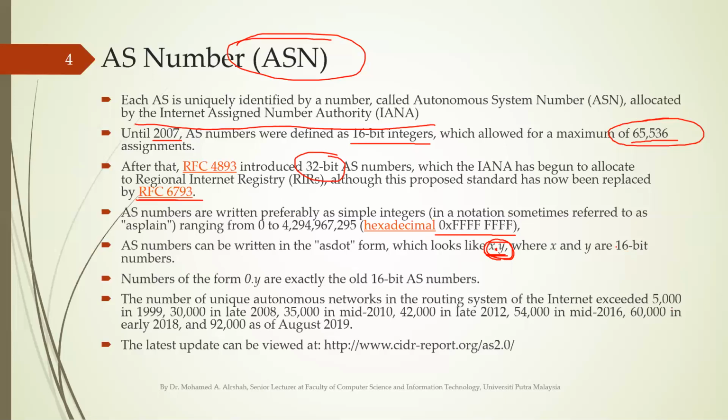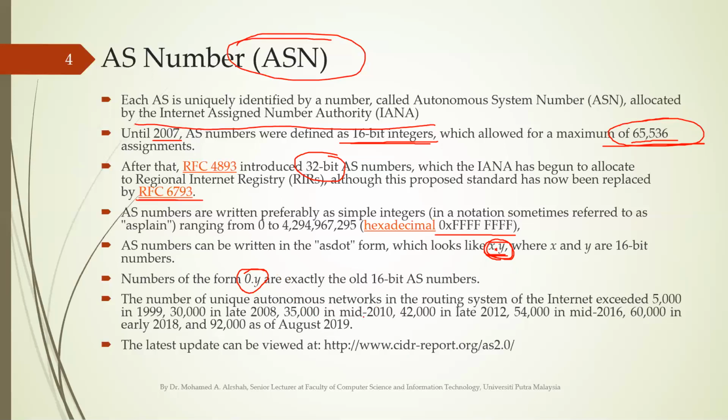For the previous numbers that were assigned based on the previous standard, this one that has only 16 bits here, the X will be 0, like this, and the Y will reflect the number, maybe a number of 6,000, 7,000, something like this, to represent the AS number. So this is only to standardize, or to make compatibility between the 16-bit format and the 32-bit format.